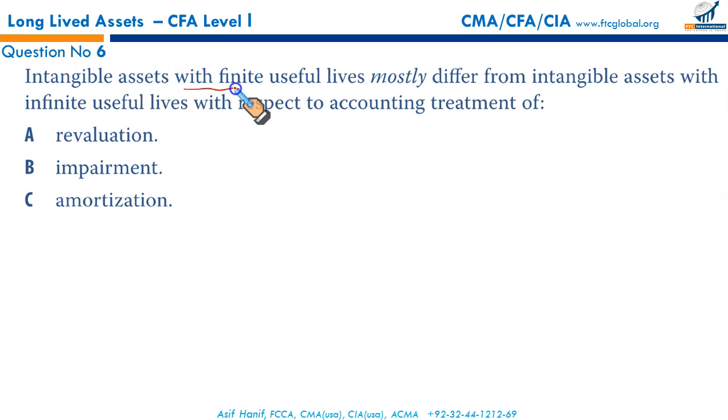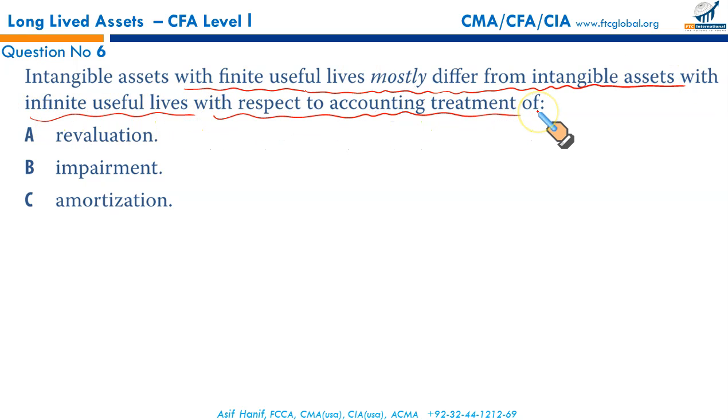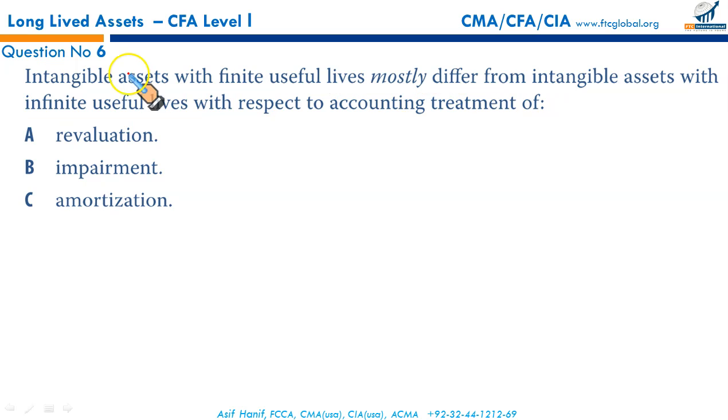Intangible assets with finite useful life mostly differ from intangible assets with infinite useful life with respect to the accounting treatment of what? Let us discuss these one by one. Intangible assets with finite useful life, they are amortized.